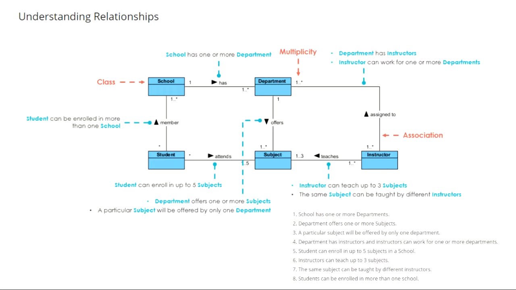Now read this part between department and subject. A department offers one or more than one subject. Yes. Subject has department, department offers one or more than one subject. Yes. Okay.